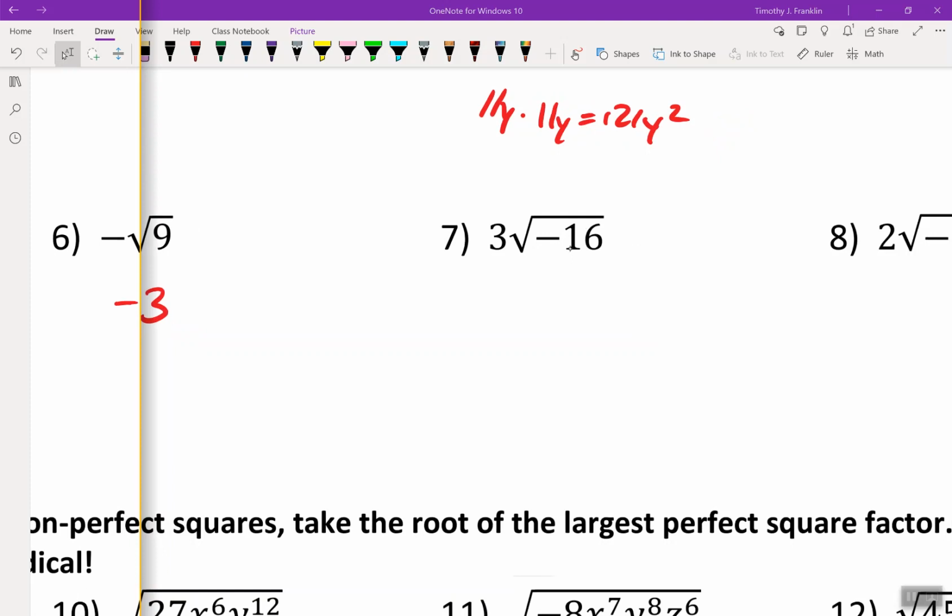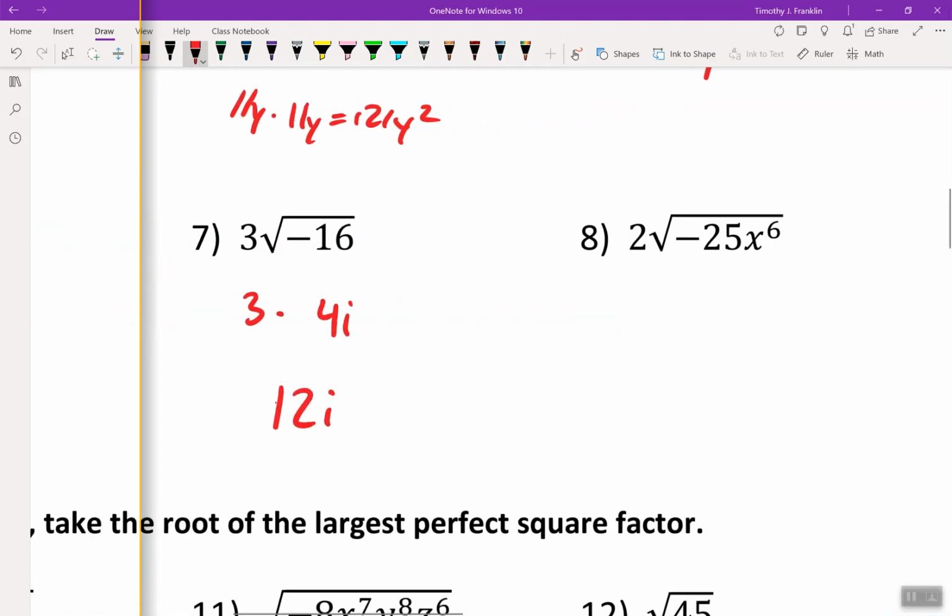So first take the square root of -16. The 16 gives us 4. The negative gives us i. And this 3 is being multiplied by this radical. So we have 3 times 4i. Well, that's just 12i. That's the way that works.